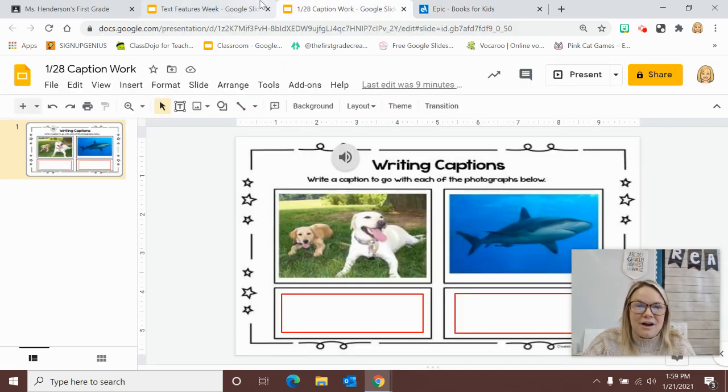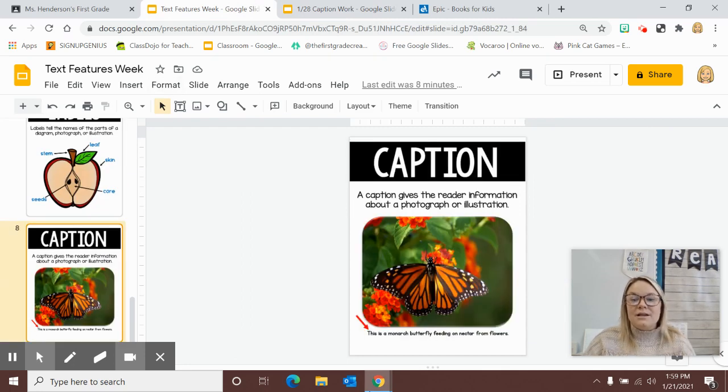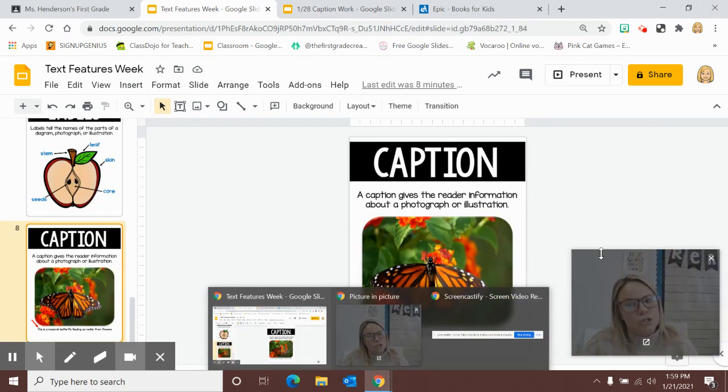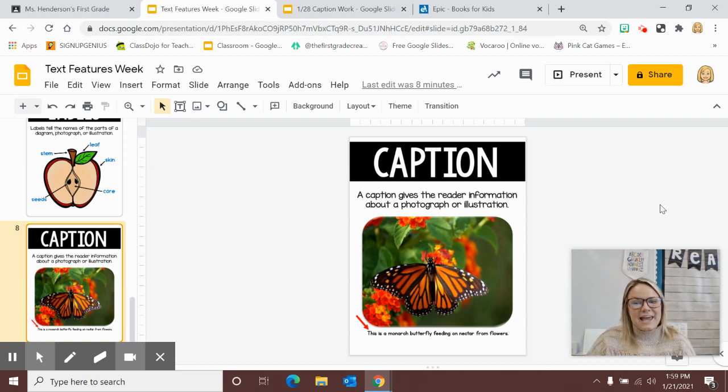The other nonfiction text feature that I find to be so exciting is a caption. A caption gives the reader the information about a picture. Let's take a look. When I look at this picture, I see a monarch butterfly, but I'm not sure exactly what that butterfly is doing. But I see some small words underneath the picture.